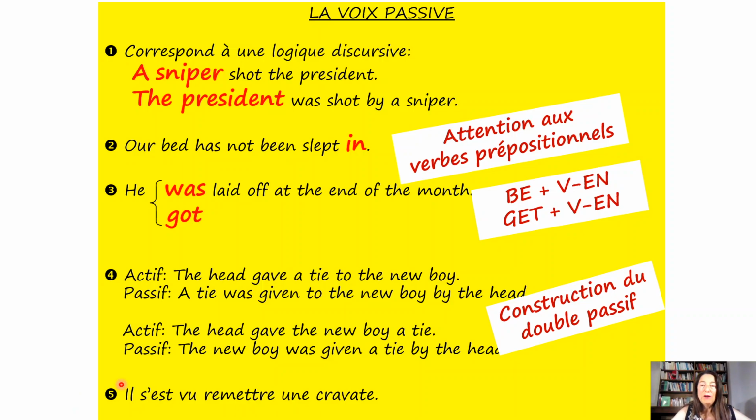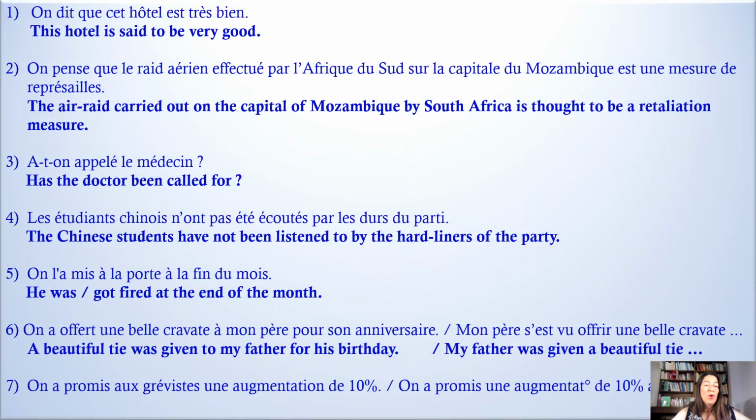And in this last sentence, number 6, the verb had two objects, so it was a ditransitive verb, and we deal with the questions of ditransitive verbs or verbs that have two objects, like here a tie and the new boy, in the video on the passive voice. Let's have a look at the next example. On a promis aux grévistes une augmentation de 10%. So again, who does "on" refer to? We do not know. We're going to use the passive voice to express the vagueness of the reference here. And then what do we focus on then?